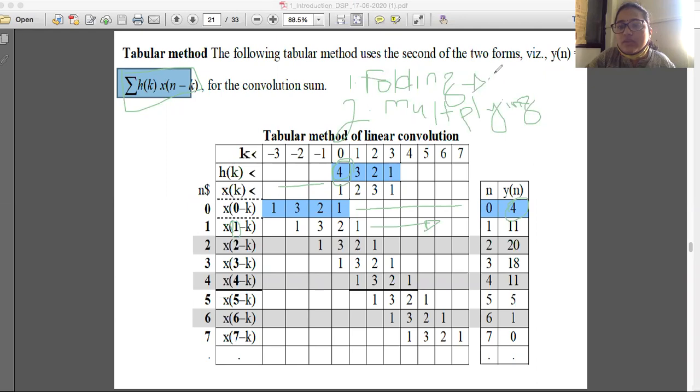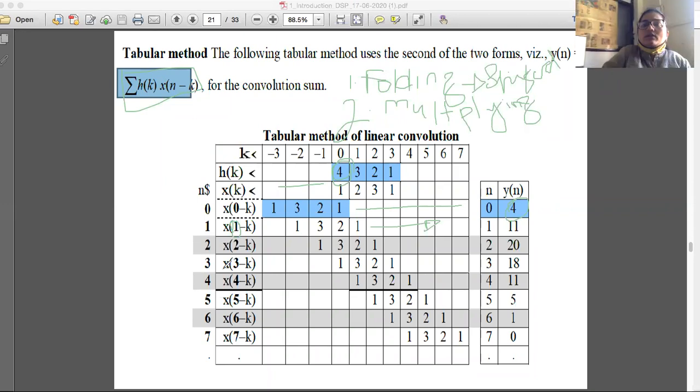So the shifting operation depends upon the value of n. Here n is equal to 1, and as the value of n is positive, we have shifted the sequence 1 unit to the right hand side. After shifting, we are supposed to perform the multiplication operation.